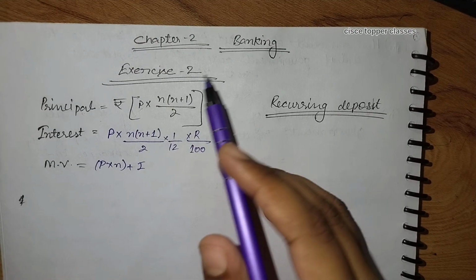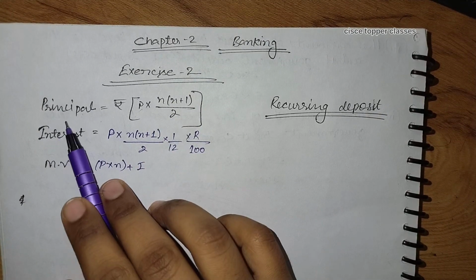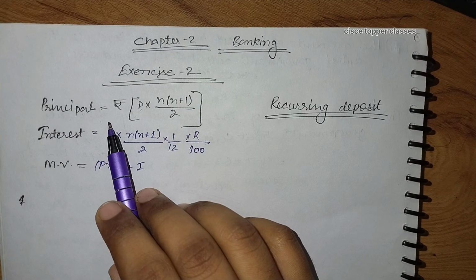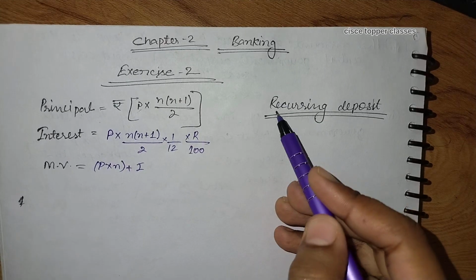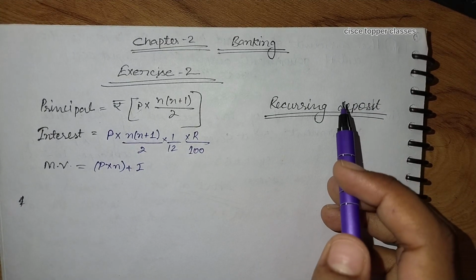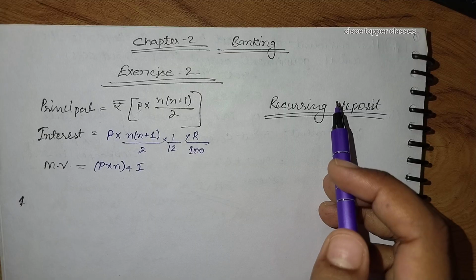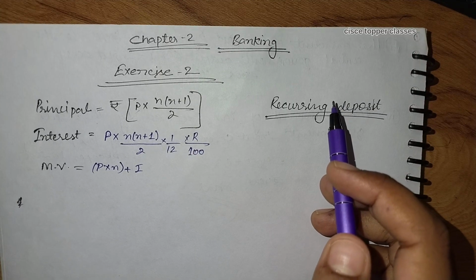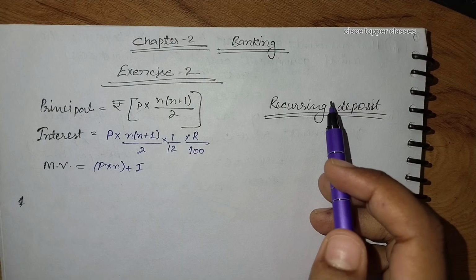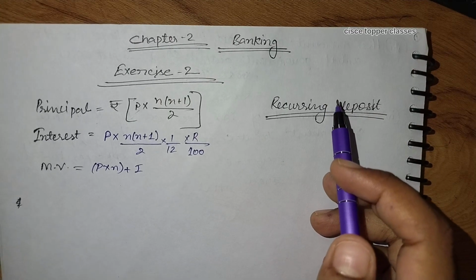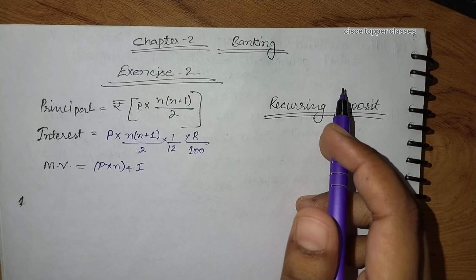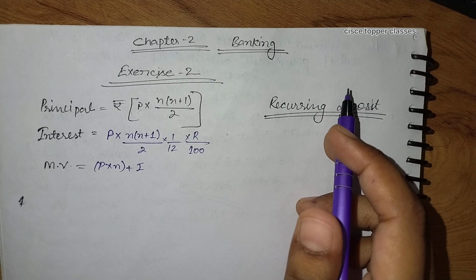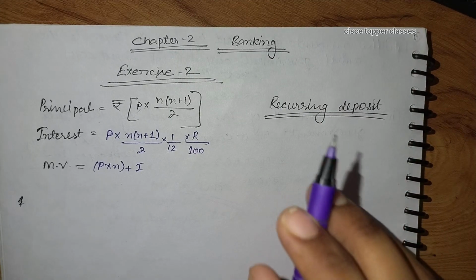Now let us solve here chapter 2 Banking exercise 2. Here we are going to study recurring deposit. If a man deposits some amount of money for 1 year in a recurring deposit, the amount deposited in the first month will remain with the bank for 12 months and will earn interest for 12 months. The amount deposited in the second month will earn interest for 11 months and so on.